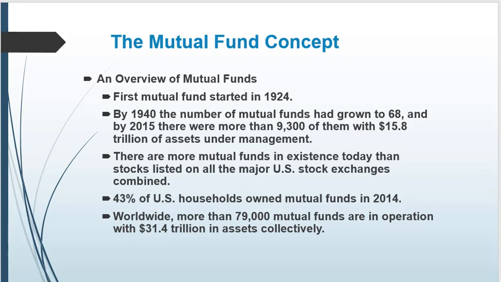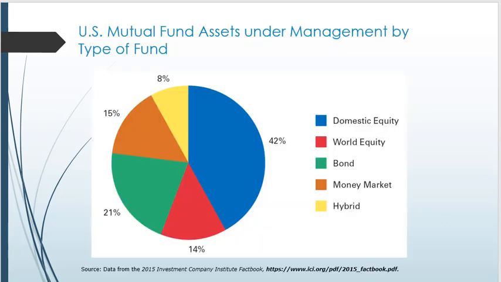About 43% of all households owned mutual funds in 2014. And actually, I find that to be rather low, right? I mean, many companies provide mutual funds and things like that for their investors. So I find that 43% number to be pretty low, actually. Again, worldwide, there are over 79,000 mutual funds in operation. So it's obviously a very big kind of investment vehicle.